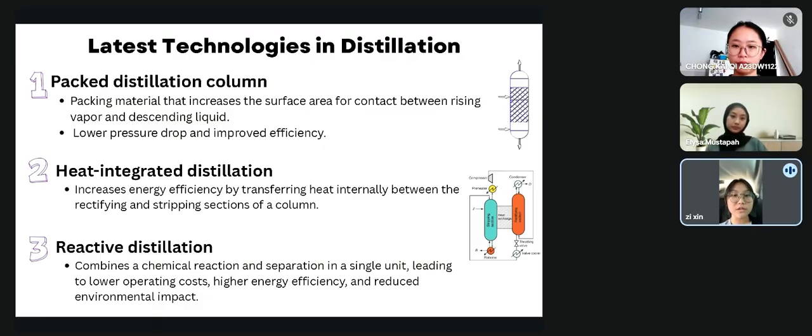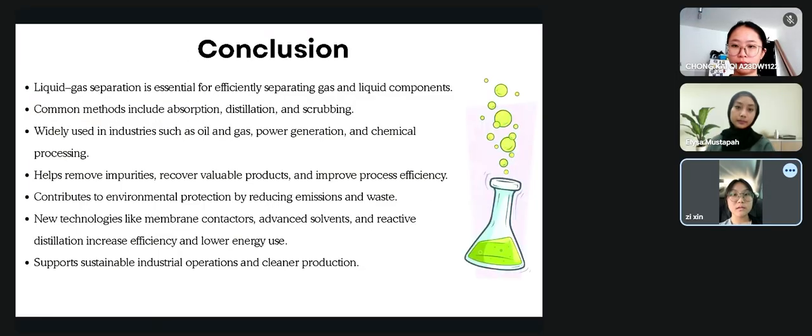The third is reactive distillation. This combines a chemical reaction and separation in a single unit. It helps lower operating costs, improve energy efficiency, and reduce environmental impact.